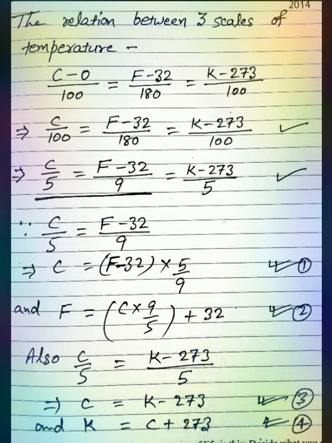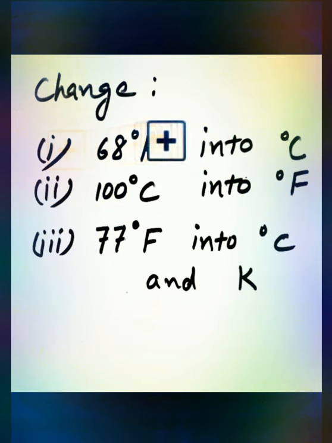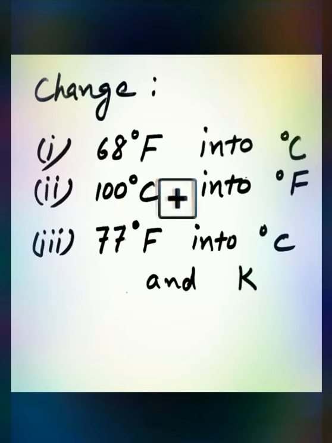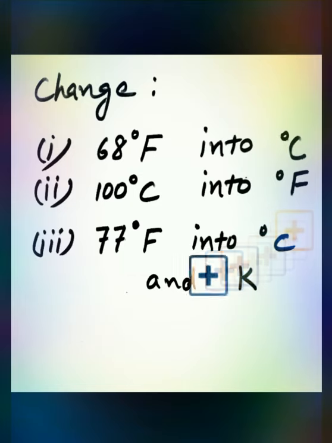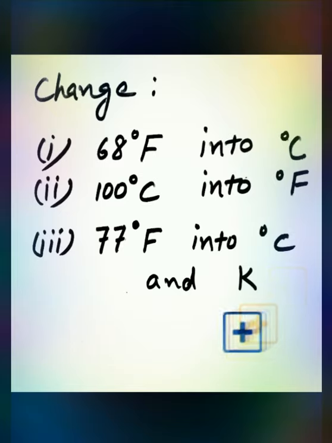So students, these were the discussions regarding different temperature scales. I hope you have understood. Please go through the video 2 or 3 times, note down these relations and especially these formulas, and solve: change 68 degree Fahrenheit into degree Celsius, 100 degree Celsius into degree Fahrenheit, and 77 degree Fahrenheit into degree Celsius and Kelvin also, meaning you have to change it into both.